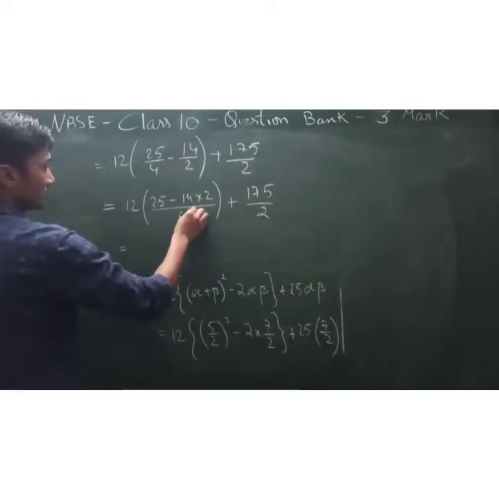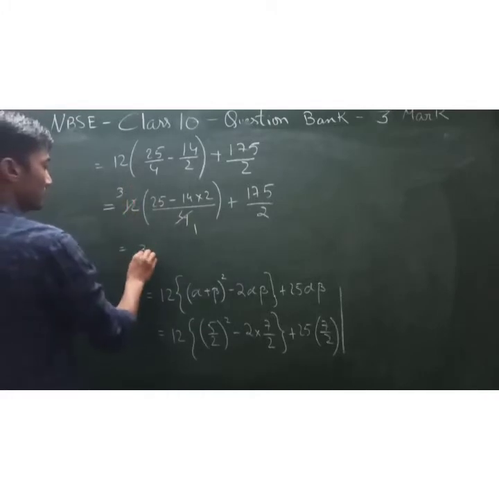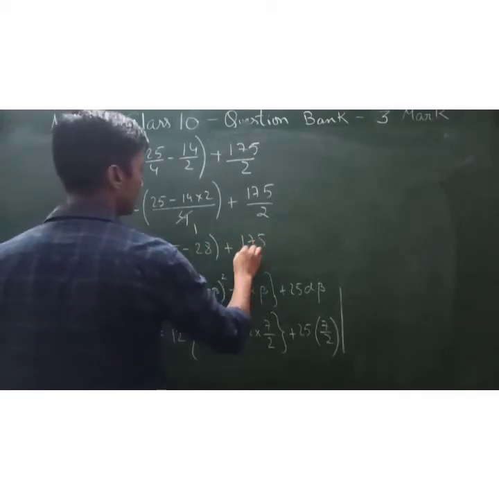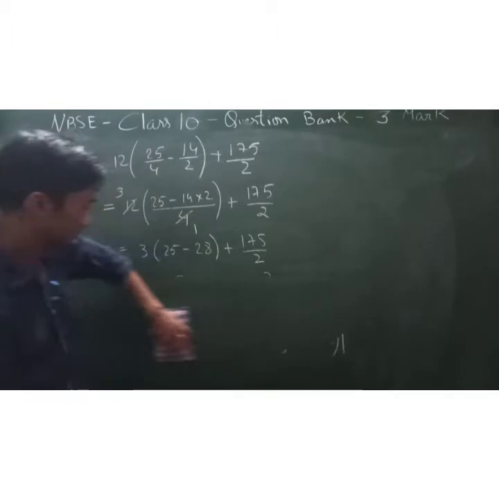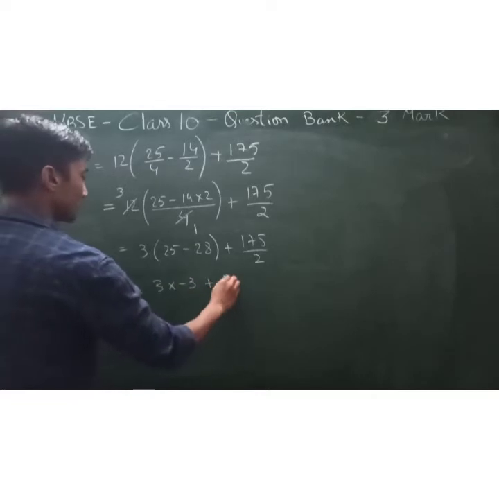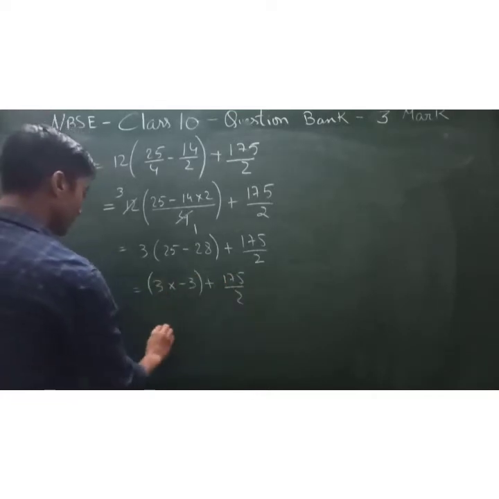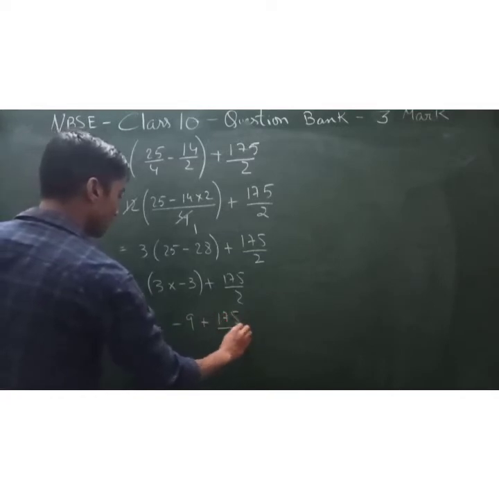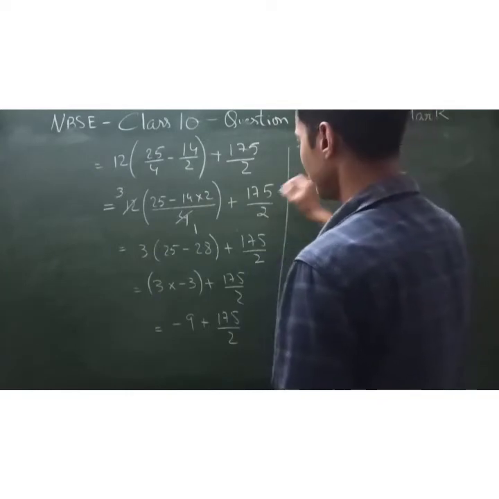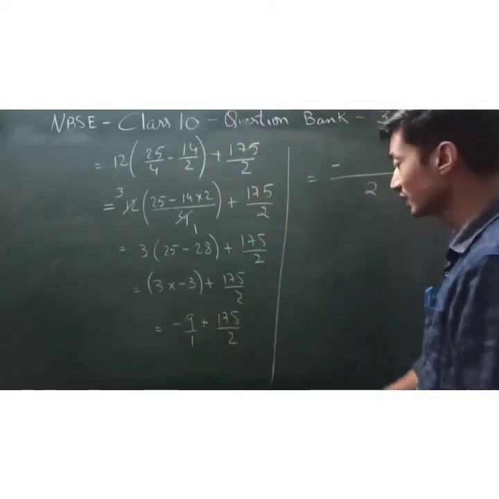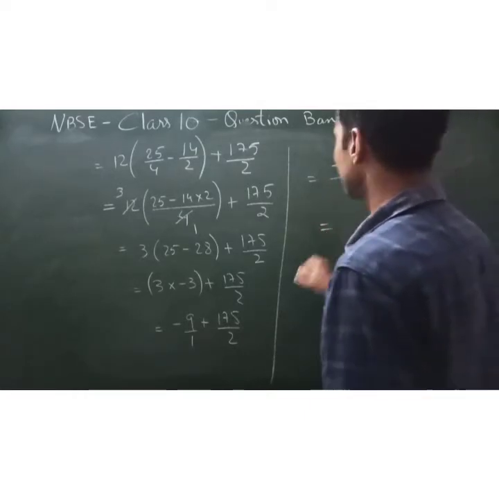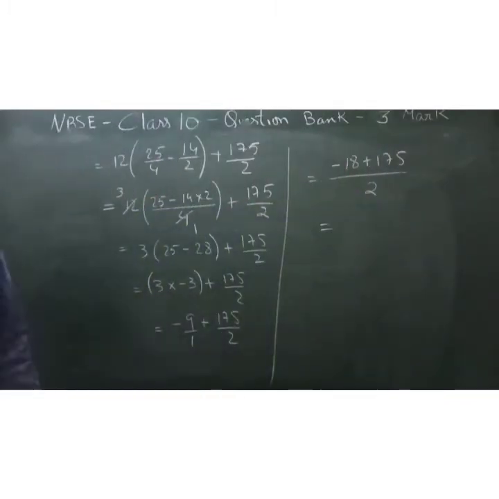So, okay, 4 1s are 4, 4 3s are 12. So 3 into 25 minus 28 plus 175 by 2. So that's going to be 3 into minus 3 plus 175 by 2. So that's like minus 9 plus 175 by 2. So again taking LCM, 2 minus 9 means 9 by 1. So 2 1s are 2. So 18 plus 175. You can just check out how much you get from there.